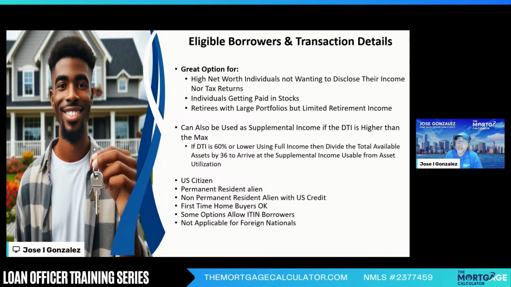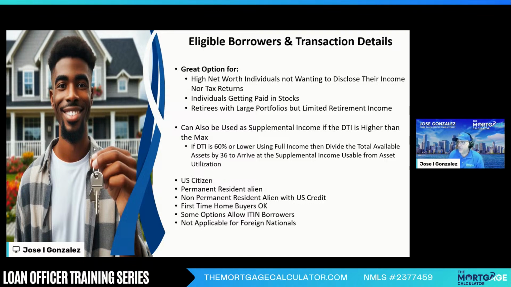In non-QM, we do have some options where you may be using a certain income type, be it W-2, bank statement, whatever it may be, but you want to add supplemental income. So then we have some options. For example, and this is straight out of one of the guidelines, if the DTI is 60% or lower using full income, then divide the total available assets by 36 to arrive at the supplemental income usable from asset utilization. So this is where the asset utilization is not the main income, it's supplemental. So one of the options, it allows us to do this.